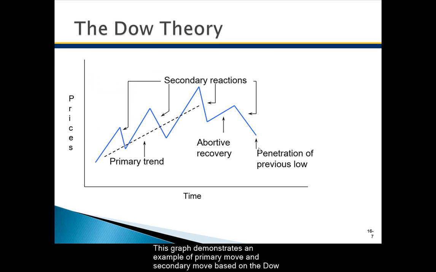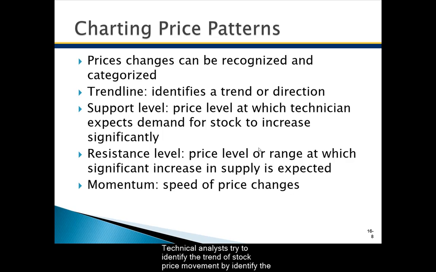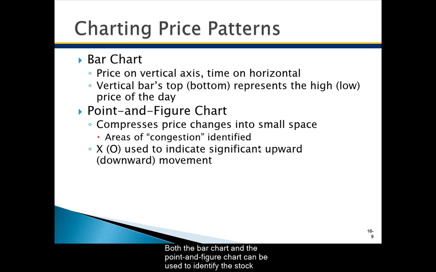This graph demonstrates an example of a primary move and a secondary move based on the Dow theory. Technical analysis tries to identify the trend of stock price movement by identifying the trend line between the support level and the resistance level. Both the bar chart and point-and-figure chart can be used to identify stock movement trends.